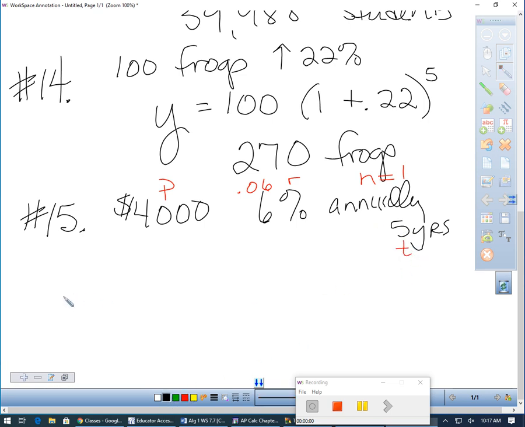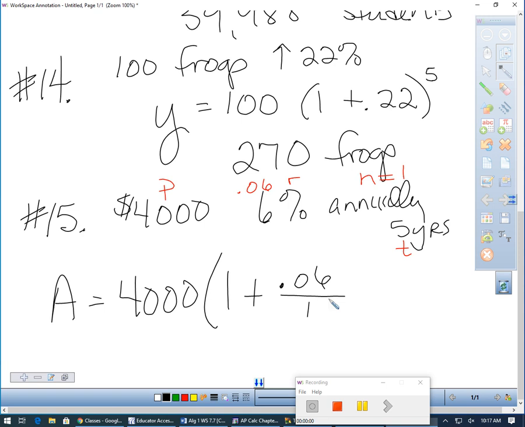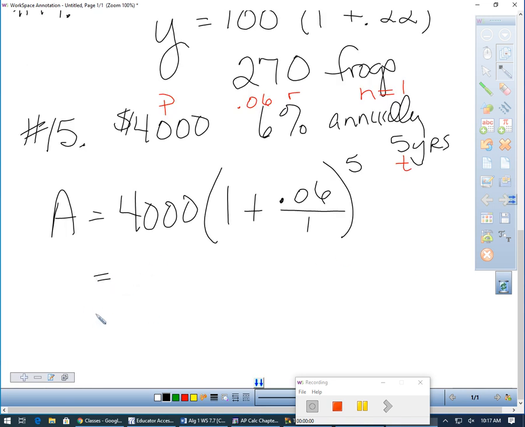So here we go. We have A equals 4,000, parentheses, 1 plus our rate as a decimal, 0.06, technically divided by 1 for annually, and in the exponent, it's 1 times 5, or the number of times it happens overall, which is 5 times. Then we type that in our calculator. Again, that's part of the key of today, making sure you know how to type it in your calculator. And I get $5,352.90.